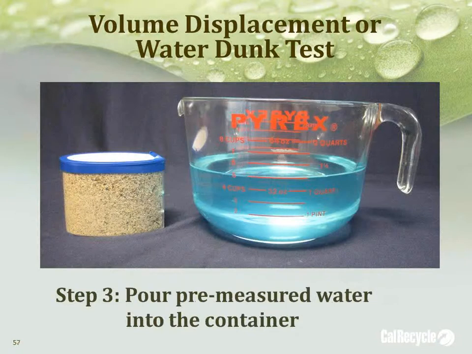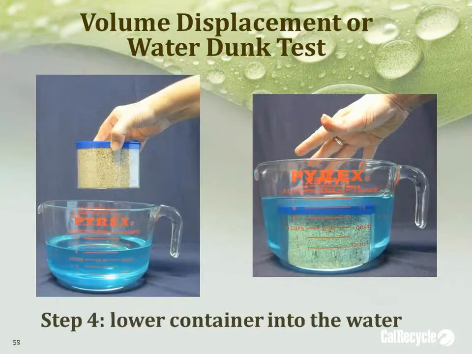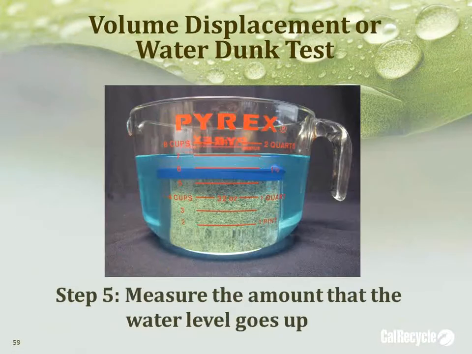Now pour any amount of water into a large measuring device such as the one shown here. Just make sure the water level is enough to submerge the container without spilling over. For this demonstration, we're using 40 ounces of water. Lower the container into the water. Finally, measure the amount of water that goes up.